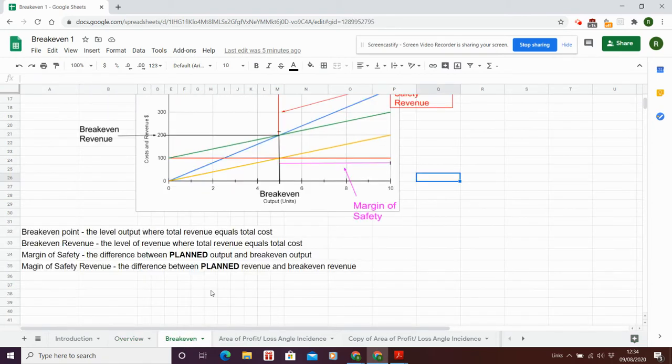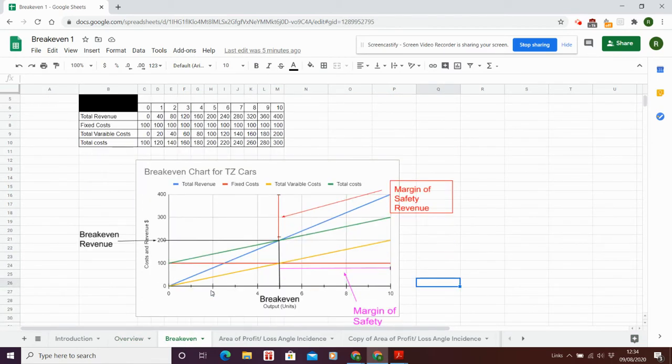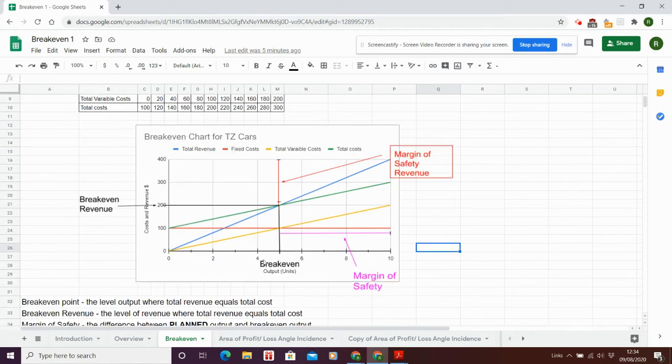And we now get on to really the key points that we are going to look at, and things that in an exam they will expect you to identify. And we'll start with the simplest one, which is the break-even point. And the break-even point is the level of output where total revenue equals total costs.